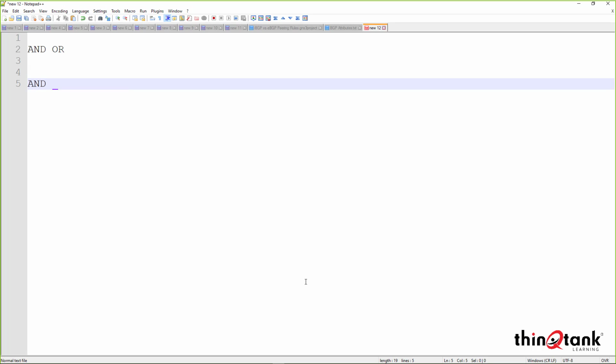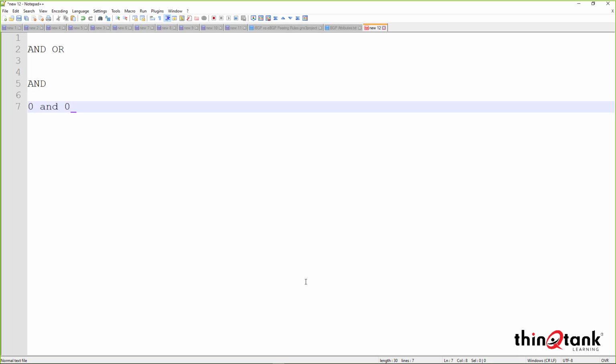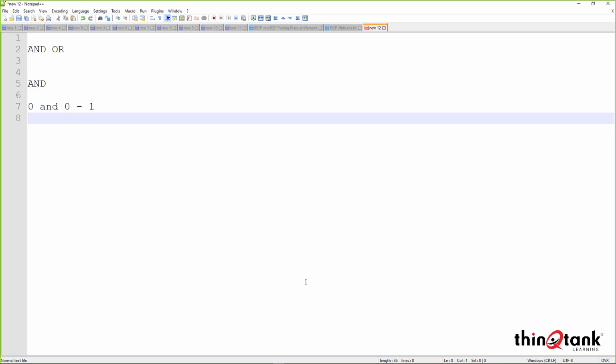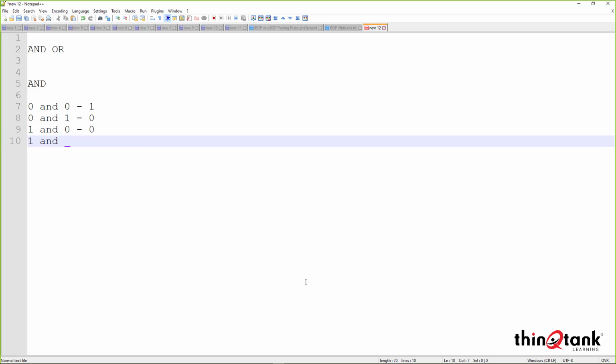An AND operation is if it's a 0 and a 0 input, the output is a 1. If it's a 0 and a 1, the output is a 0. If it's a 1 and a 0, the output is a 0. And if it's a 1 and a 1, the output is a 1. So AND literally means if both numbers are the same, the result is a 1. All right?